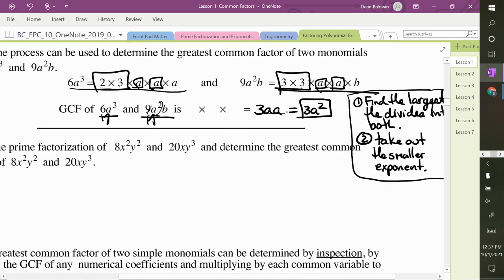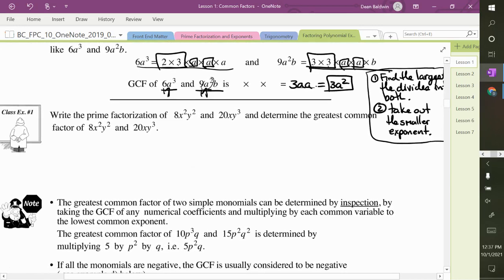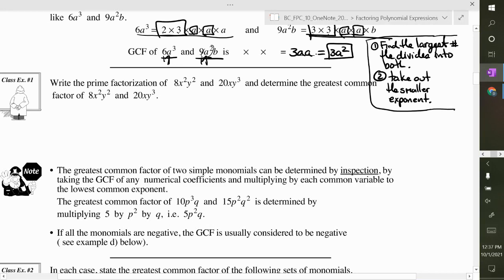So we're just going to practice this here. So we're going to do 8x squared y squared and 20xy cubed. Look at the numbers. What is the largest number that will divide into both 8 and 20? 4, right? Does everybody agree with that? Because 6 won't do it, 8 won't do it, 10 won't do it, etc. So 4 is the largest number. So that's your common factor for the numbers.